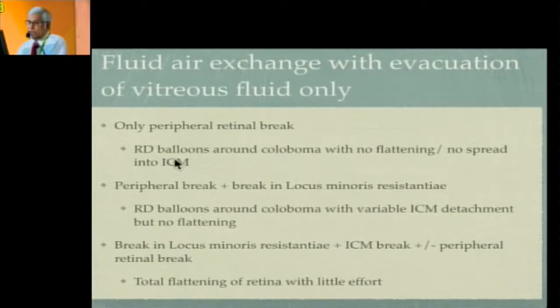But if you have a peripheral break and a break in the area of least resistance, the fluid is pushed to the posterior pole, but is also pushed into the coloboma because there's a communication at the subretinal space and sub-ICM space level. But again, it doesn't flatten. But when you have a break at all three points, you find the retina flattens automatically without any effort because the fluid is able to be pushed from subretinal space into sub-ICM space and into the vitreous cavity.